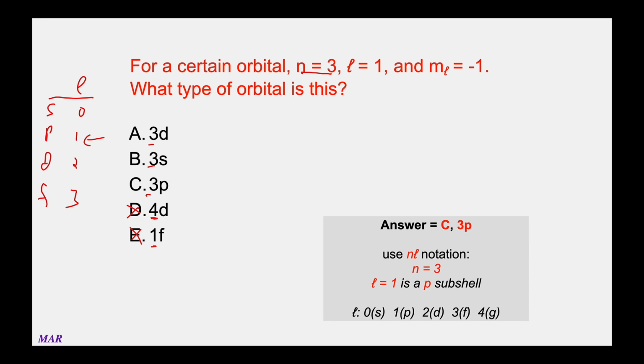If it was 3S, we would have n equals 3, L equals 0. If it was 3D, you would have n equals 3, L equals 2. But because n equals 3, L equals 1, it's 3P.